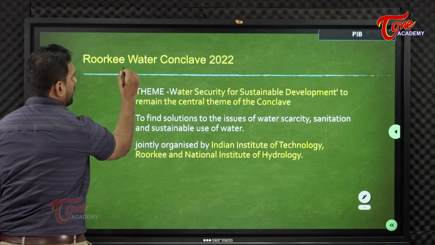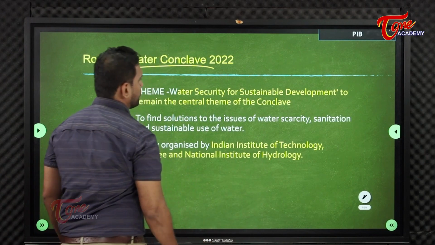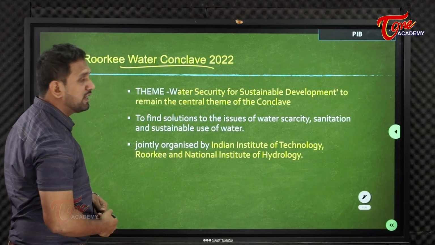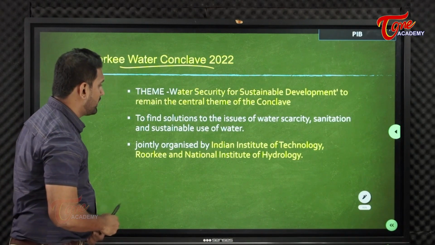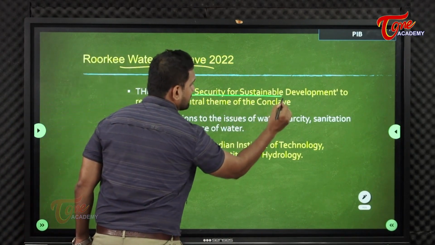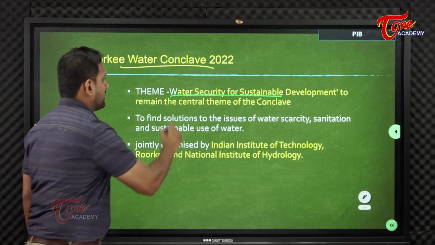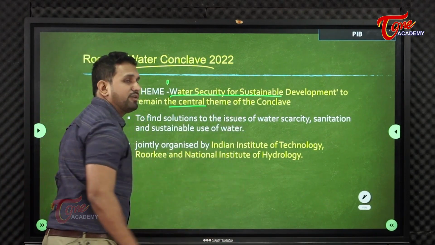Then Roorkee Water Conclave 2022. This water conclave is being held in Roorkee. The main theme of this particular conclave is water security for sustainable development. Water security for sustainable development. This is the central theme of the conclave.